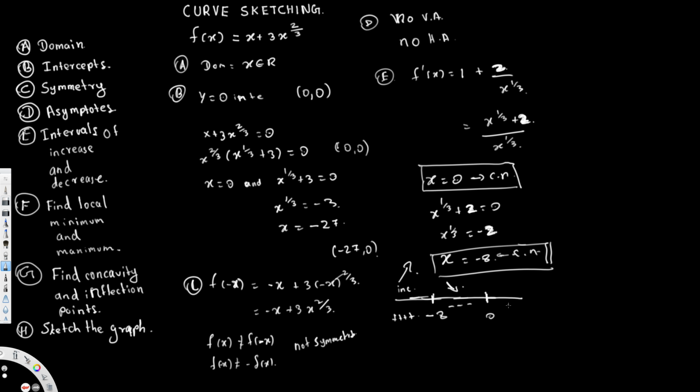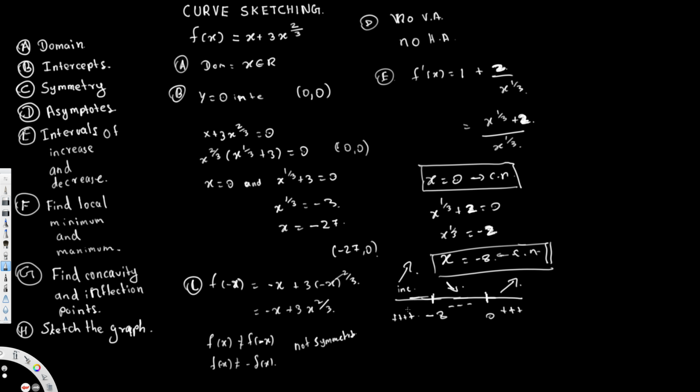And then I have to pick a value above 0, so let's pick 1, that's easy. 1 plus 2 over 1 is going to be 3, that's a positive number, so this is increasing. That's what we need to know. So we found the intervals of increase and decrease, and we have no horizontal or vertical asymptote, so this is going to be continuous, therefore we can select this one.